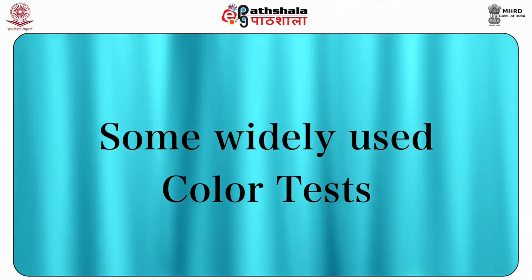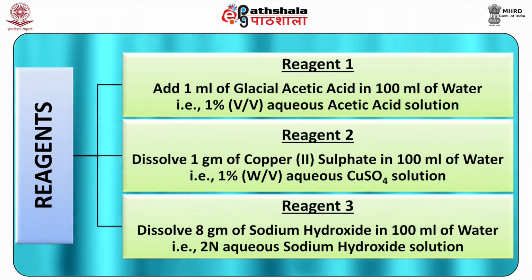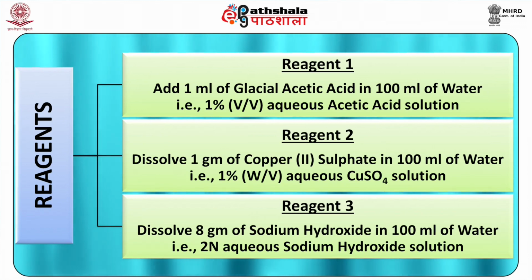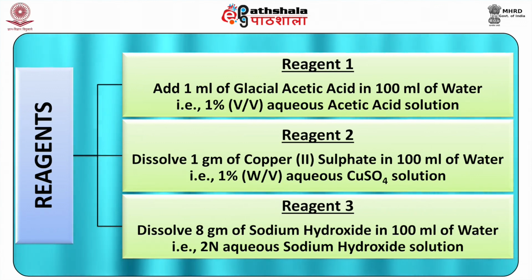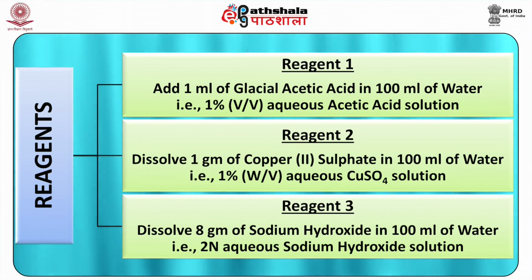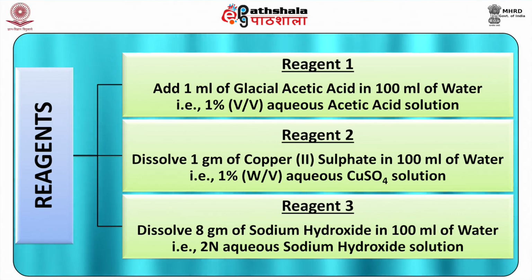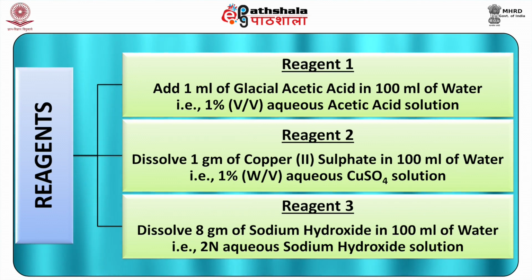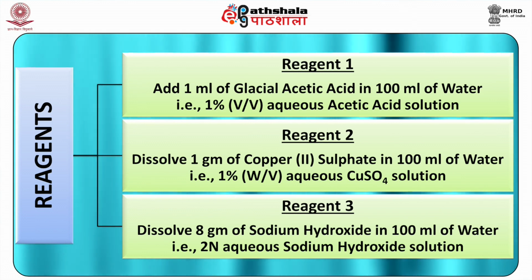Now we will study some of the widely used color tests. First is the Shen-Kao reagent test. Preparation of reagent: reagent 1 is 1 ml of glacial acetic acid in 100 ml of water, that is, 1% volume by volume aqueous acetic acid solution. Reagent 2 is prepared by dissolving 1 gram of copper sulfate in 100 ml of water, that is, 1% weight by volume aqueous copper sulfate solution. For reagent 3, dissolve 8 grams of sodium hydroxide in 100 ml of water, that is, 2 normal aqueous sodium hydroxide solution.